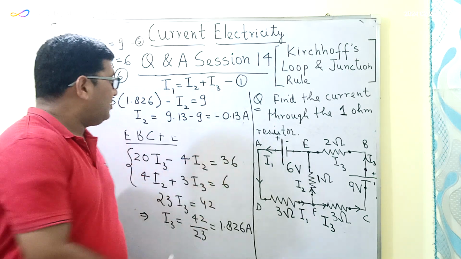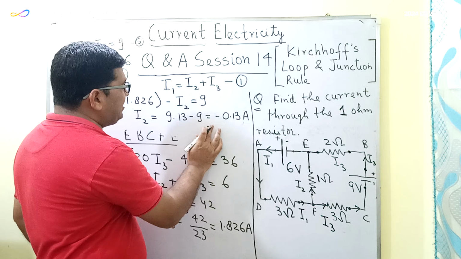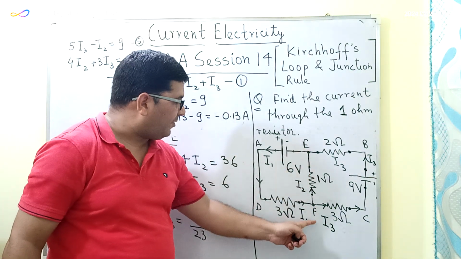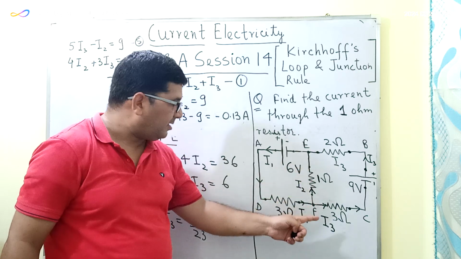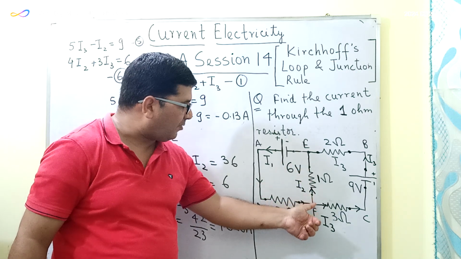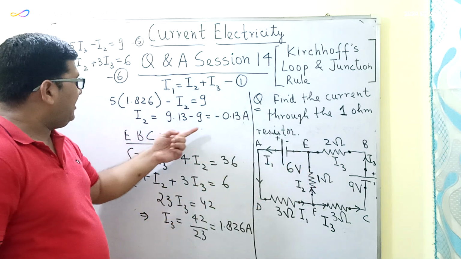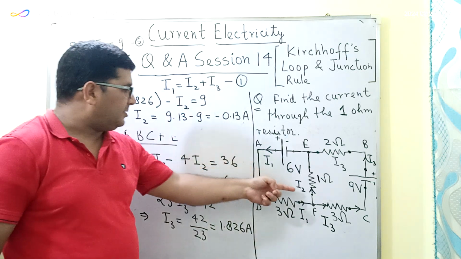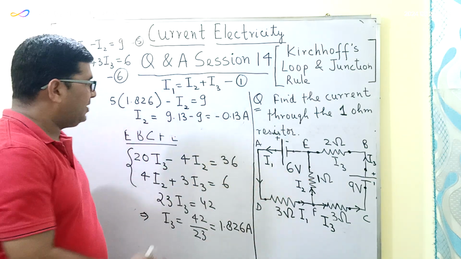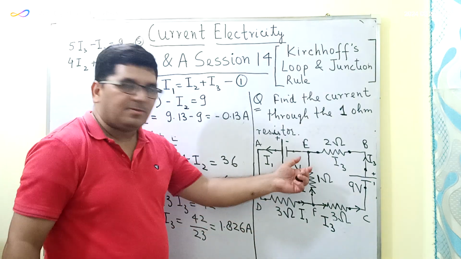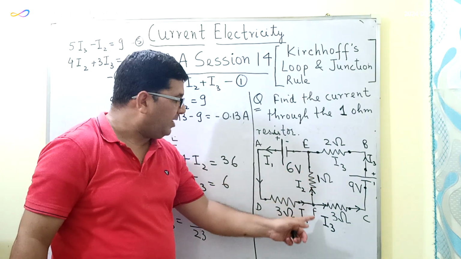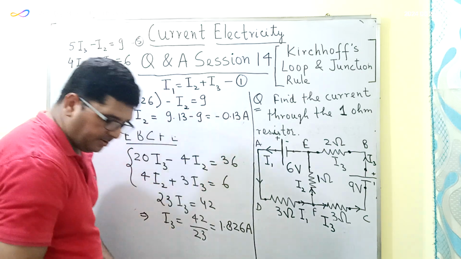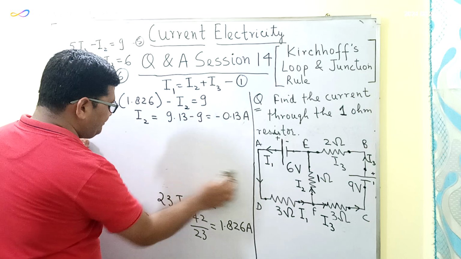The minus sign, so what does the minus sign mean? The minus sign simply says that the direction of the current is from E to F, not from F to E, which we have taken. Here we can see the direction of the current which I have taken is from F to E. But since I am getting a negative sign here in the magnitude of the current through this 1 ohm resistor, therefore the direction of the current will be from E to F, and its magnitude is equal to 0.13 ampere.